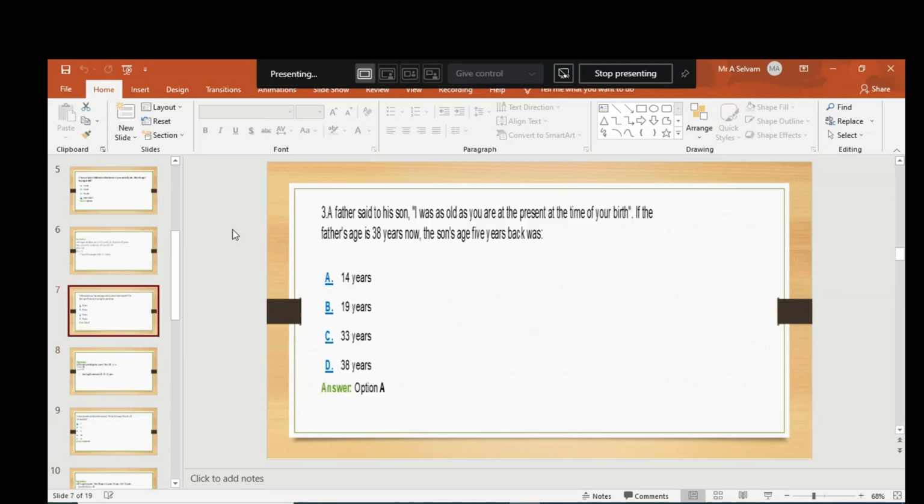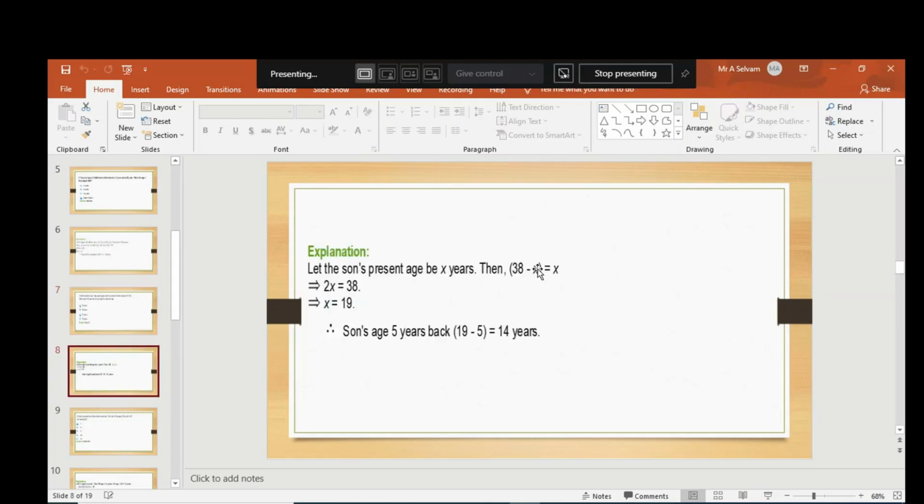Then the father's age at present is given, right? How much? 38. So 38 minus x equal to x, right? Now this minus x will go to that side, plus x, so x plus x equal to 2x. 2x equal to 38. From this we need x, so x equal to 38 by 2, equal to 19.